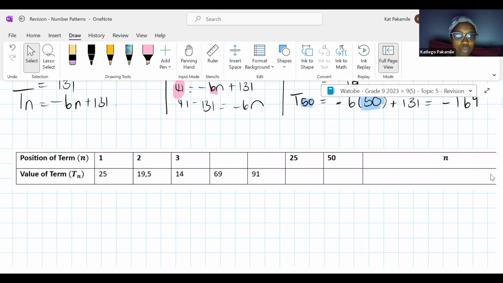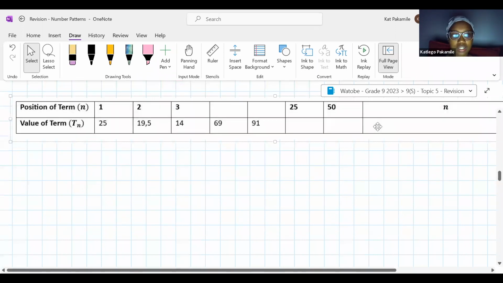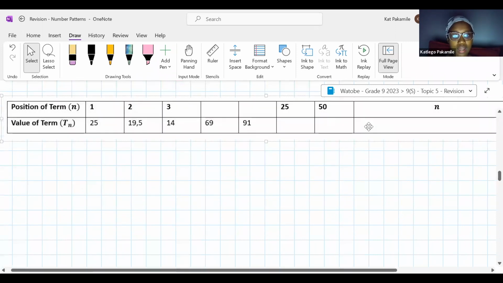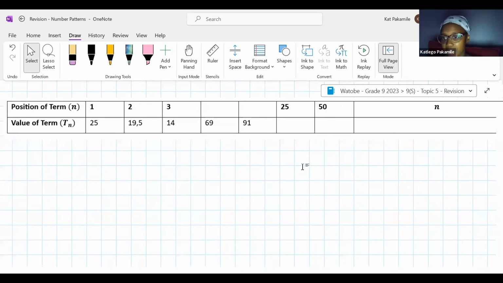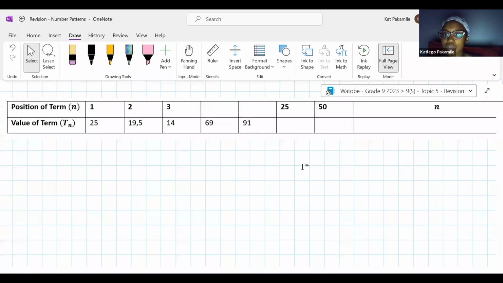Cool. I think we can afford to do another one, which we are going to do. So I need you guys to find me TN and then to fill in the rest of the table for me. I am giving you guys 5 minutes to do as much of this table as possible. As in, you must find TN, you must find the position of 69 and 91, and you must find the value of 25 and 50. 5 minutes, 18:46. We are checking your answers.